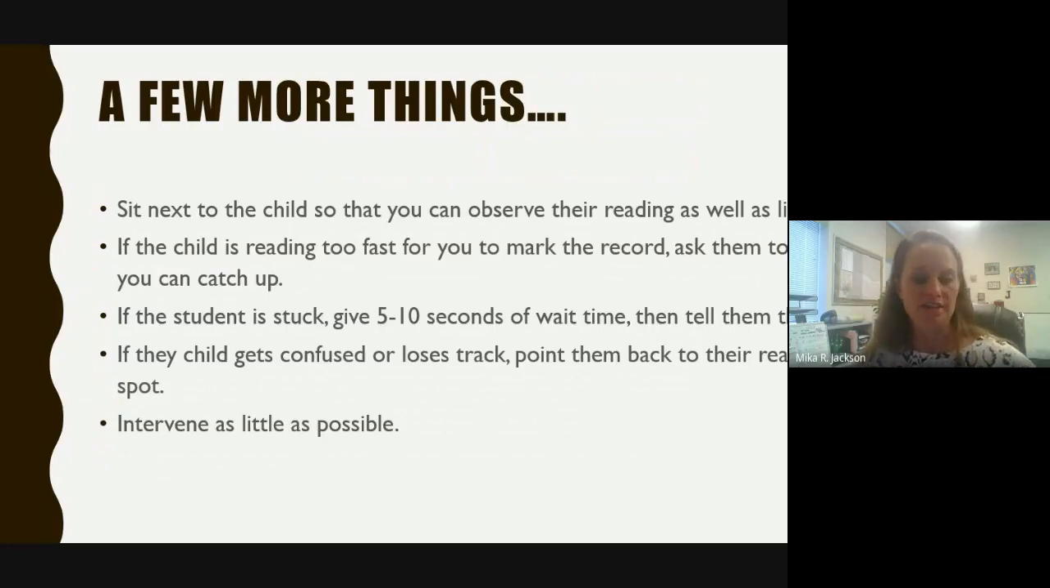If the child gets confused or loses their place, you need to point them back to their reading spot so they can get back on track. And basically intervene as little as possible, because we really want a true picture of their reading skills. And so the less we can do and get that big picture is best.